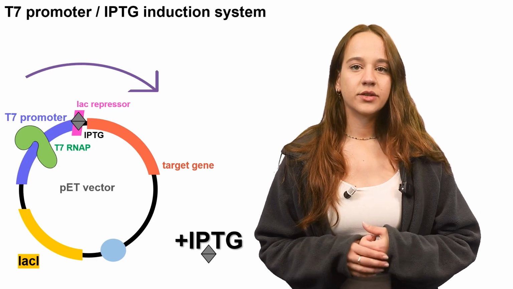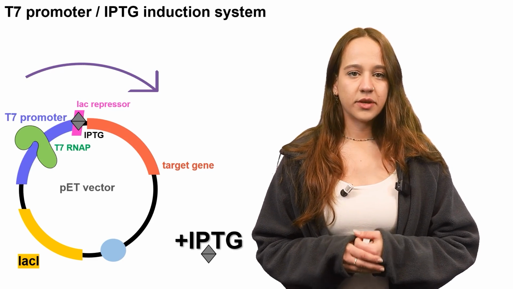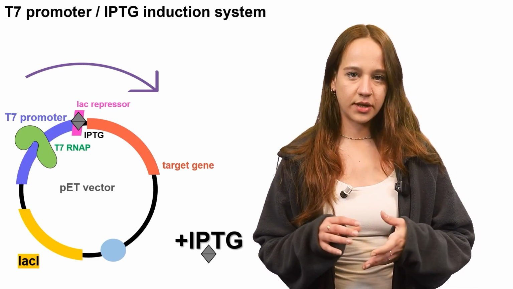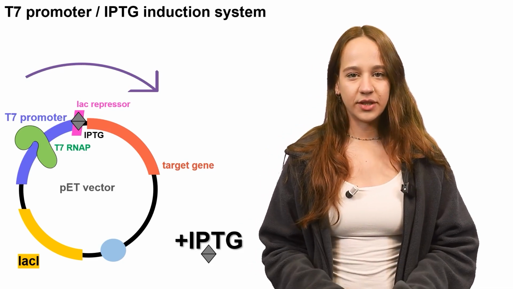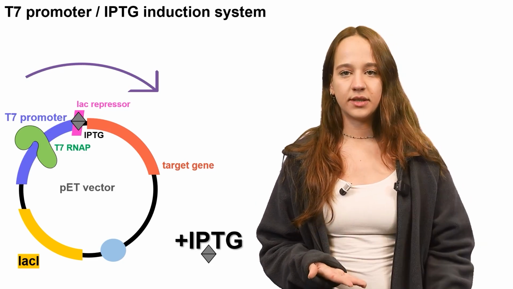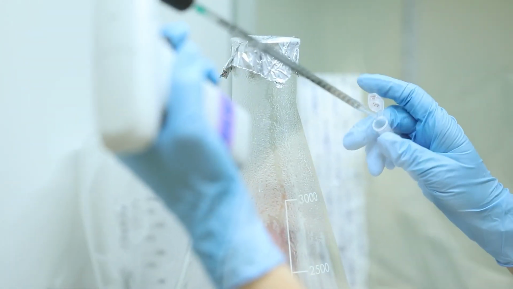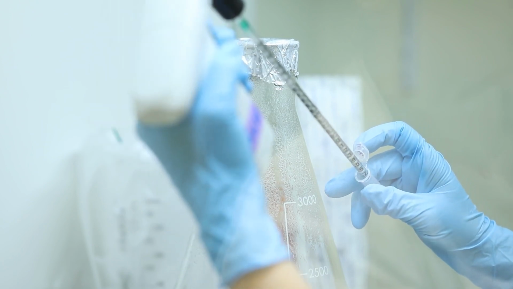Once bacterial cultures have reached the exponential phase of growth, expression of our protein of interest can be induced by adding IPTG in the culture medium. As explained previously, IPTG will bind to the LacI repressor and remove repression on the T7 RNA polymerase gene. This polymerase will be produced and will in turn allow transcription and production of our protein.